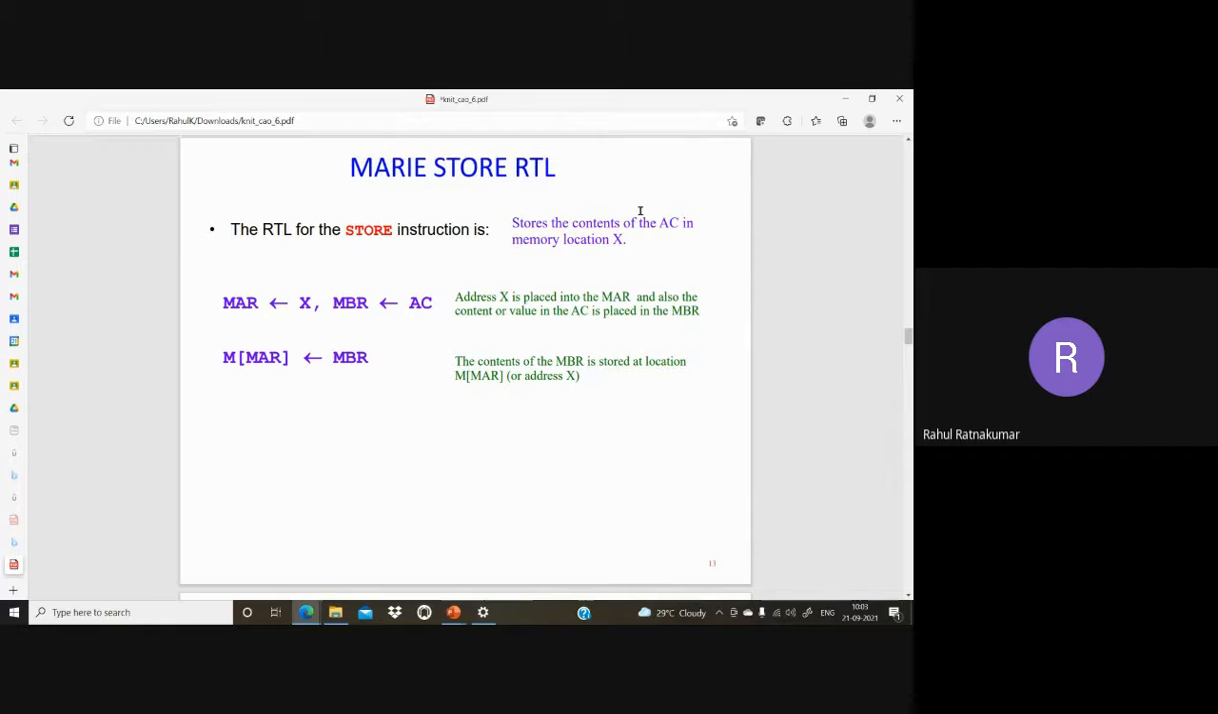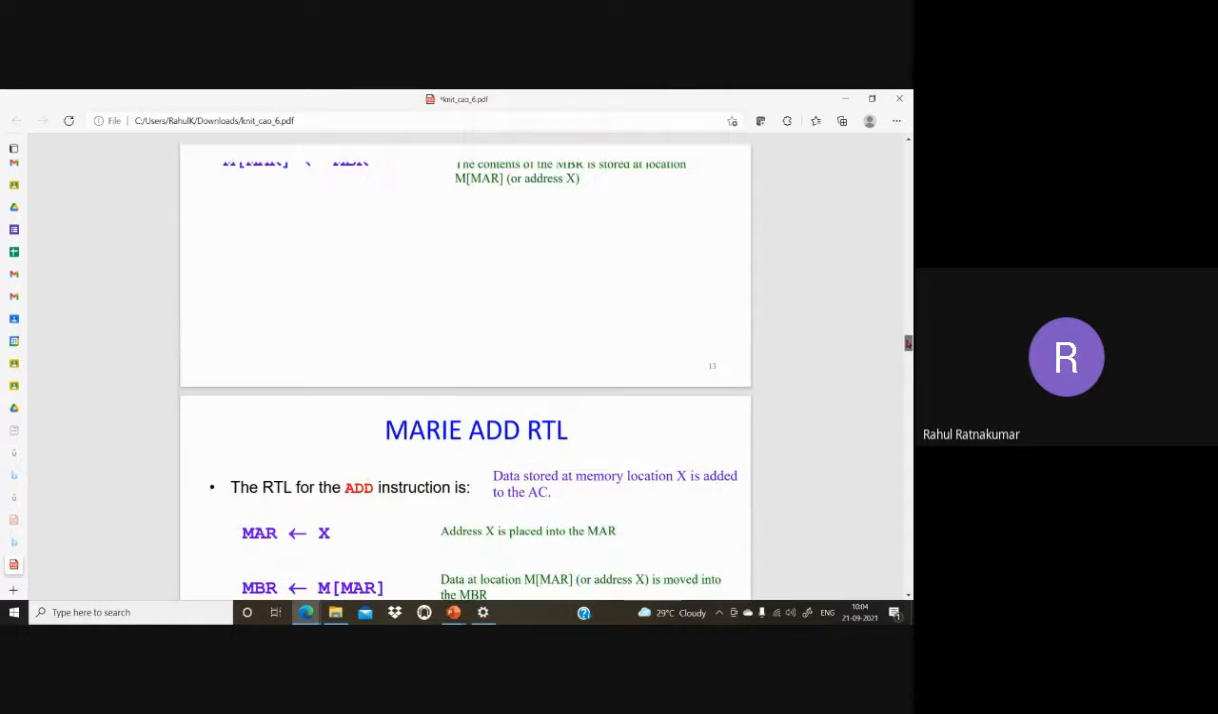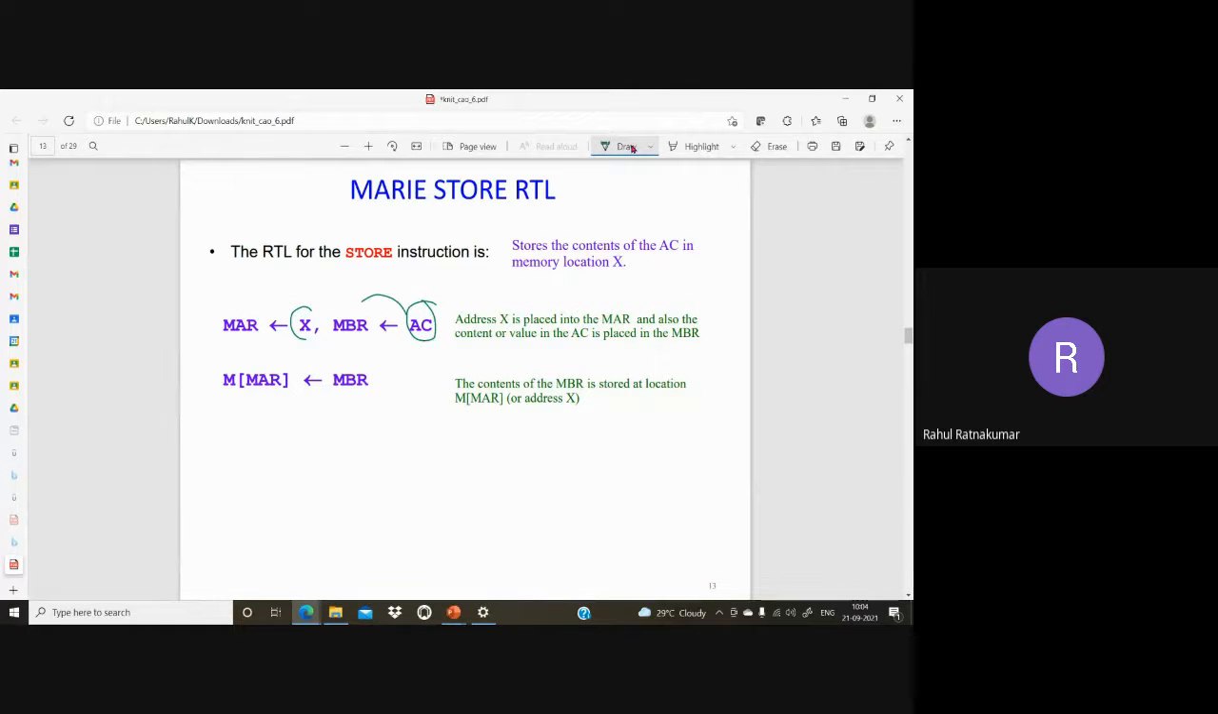So likewise, you should understand that all other operations also need this kind of switching. This is for store. Okay, so storing means storing the data from the accumulator. That means the accumulator data is going to the MDR, and the address location where I want to store the data is going to MAR.